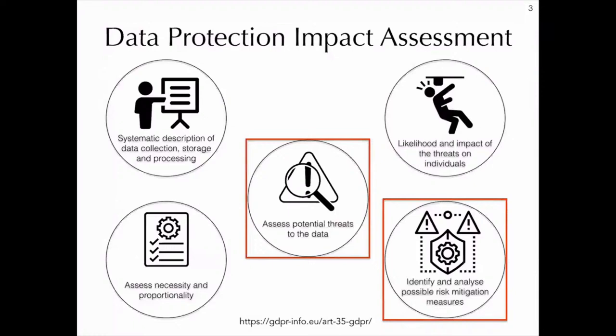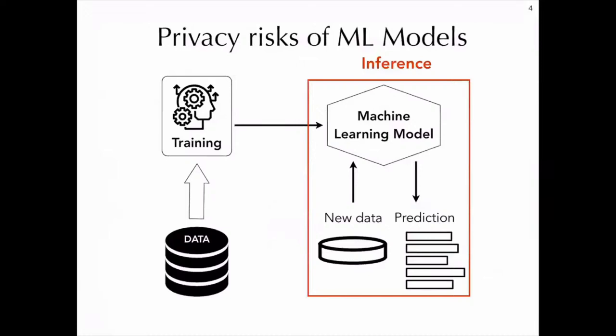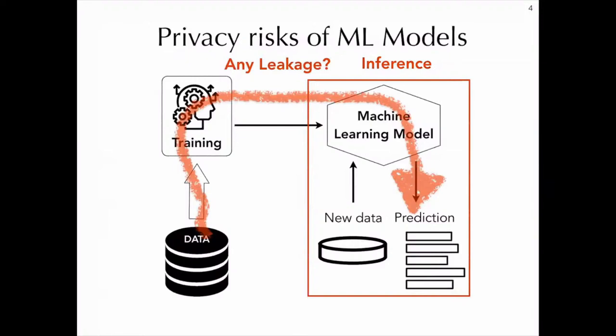The key steps in performing a DPIA are to assess the potential threats to data and identify possible risk mitigation measures. Traditionally, when performing a DPIA, organizations focused on illegitimate access to data, say through security breaches. But when we are using a machine learning model in the inference phase, we do not rely on the training data to make any predictions. Hence, at first glance, it might seem like the data is safe because we are not even touching it to make the predictions. But machine learning models pose a subtle threat to the data by indirectly revealing information about it through the model's predictions and parameters.